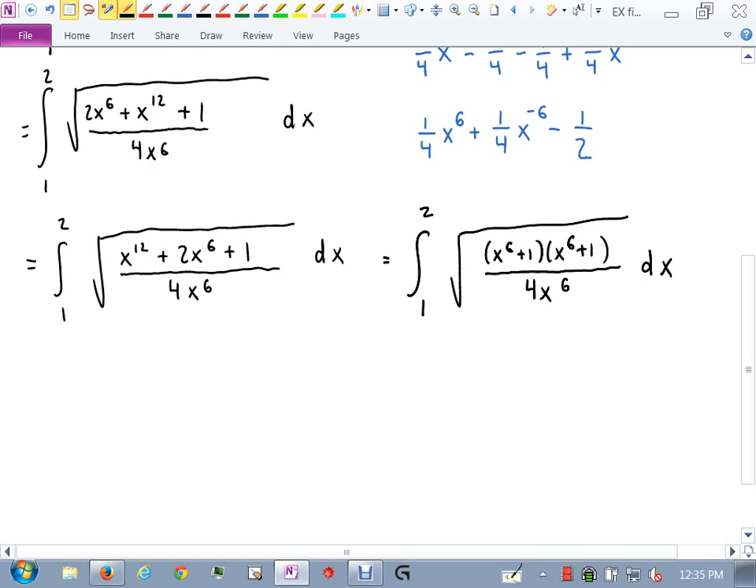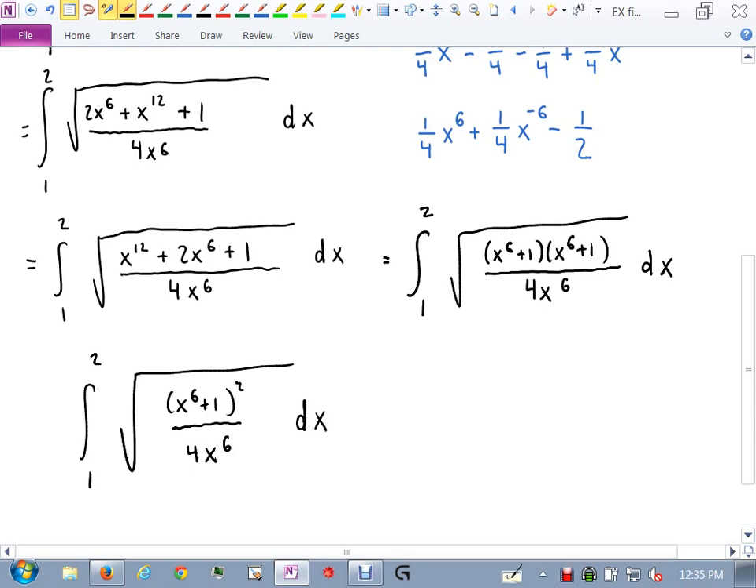On the top, I have x to the 6th plus 1, but then squared. And on the bottom, I have 4x to the 6th. And so if I have a fraction and I have a root, I can do the root on the top and the bottom, and these are both perfect squares. When you take the square root of the top, what are you left with? X to the 6th plus 1. And on the bottom, you're left with 2x cubed.